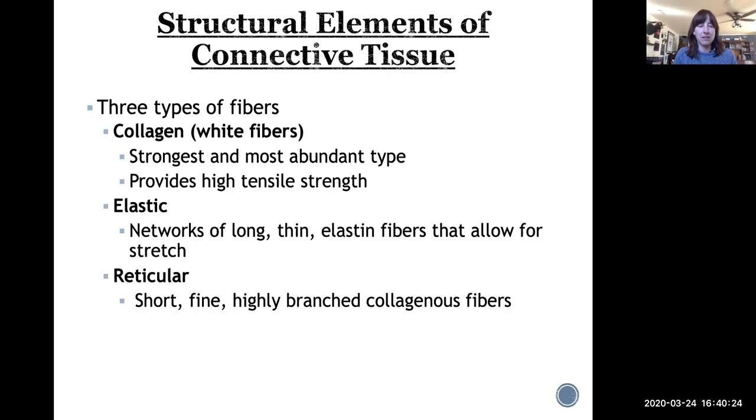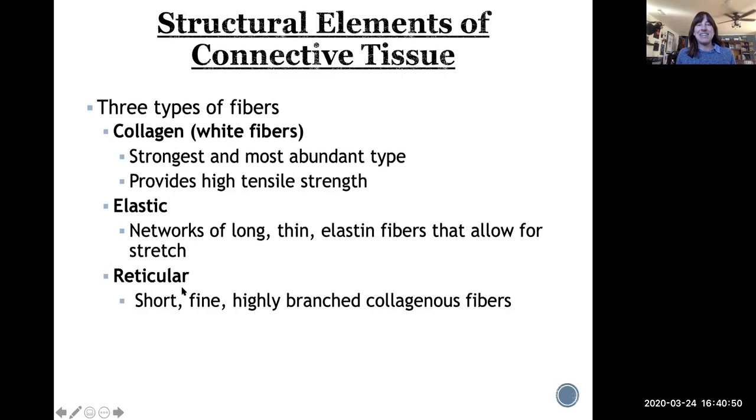And reticular fibers are collagen, but they are bundles of collagen. So each individual collagen fiber is a collagen fiber, and if you put a whole bundle of them together, with some other stuff, don't worry about what other stuff, but if you bundle them together into short bundles, then they are known as reticular fibers.